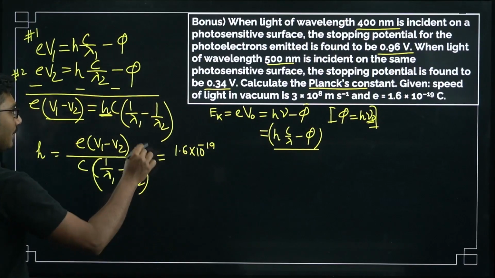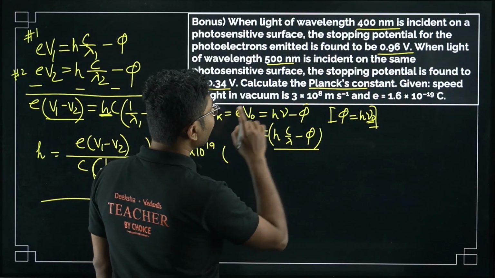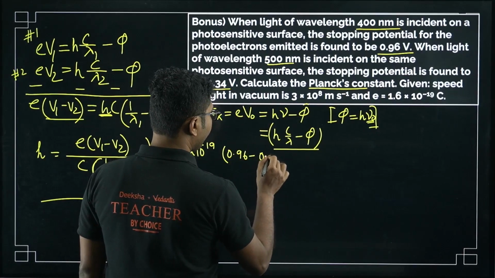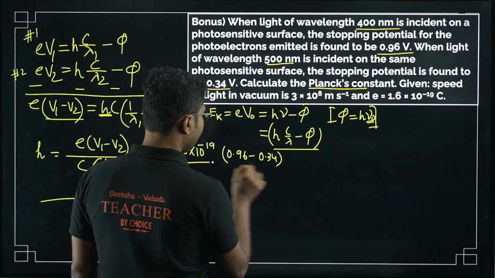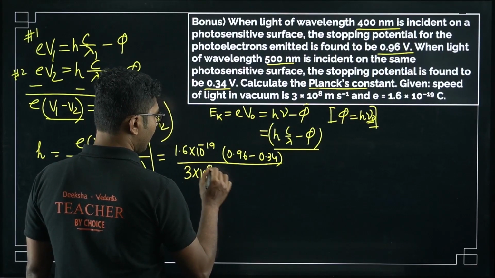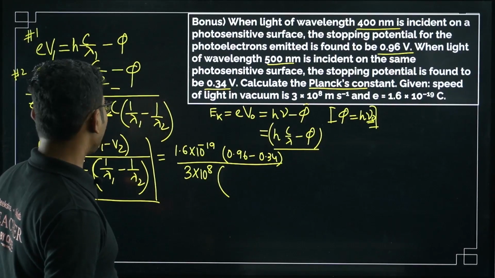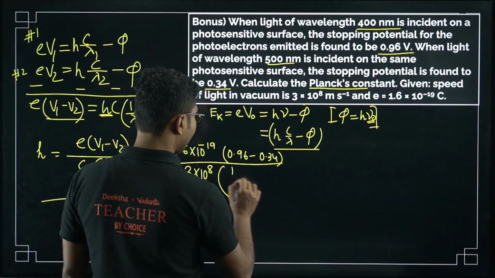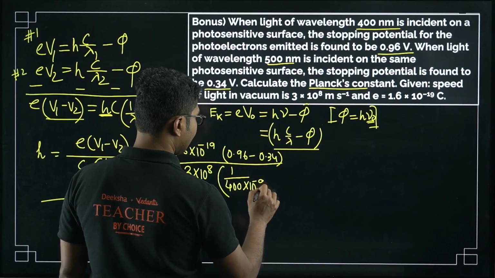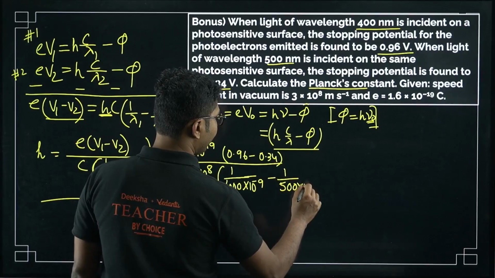So up to this step, if you solve, you will get almost 3 marks. So what is V1? V1 is 0.96 minus 0.34. Okay, these are all given. What is C? C is 3 into 10 to the power of 8. What is lambda 1? Sorry, lambda 1 is 400 nanometers, so 1 by 400 into 10 to the power of minus 9, minus 1 by 500 into 10 to the power of minus 9.